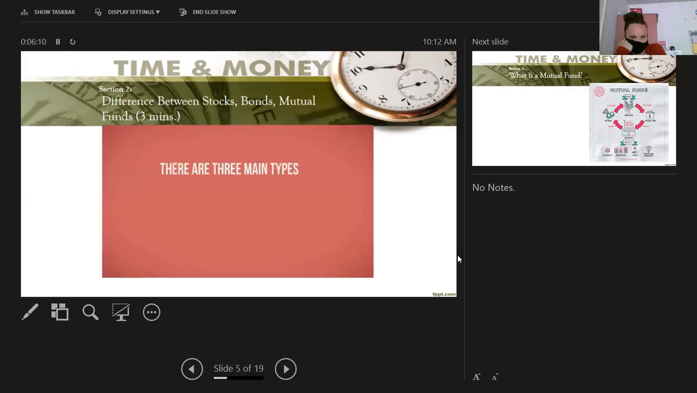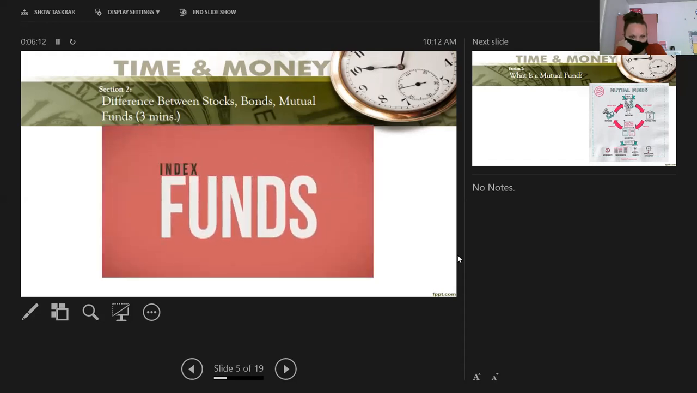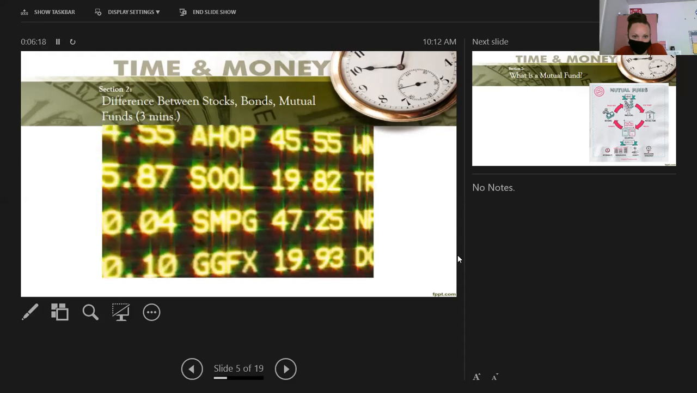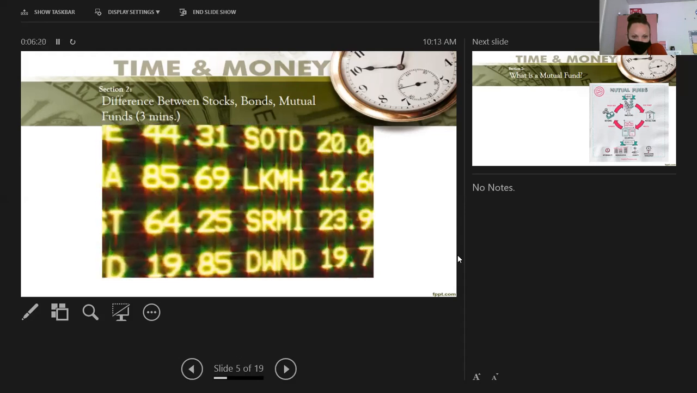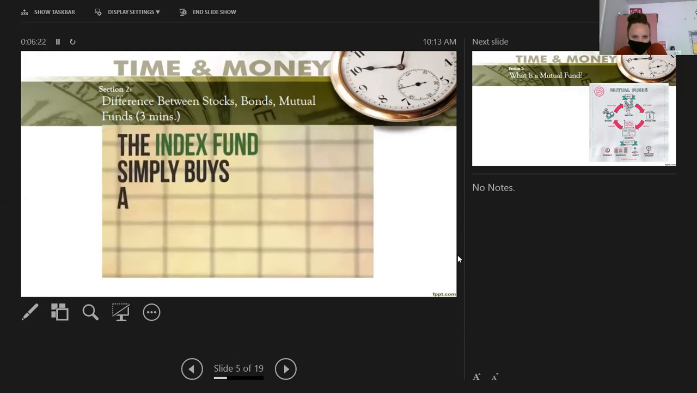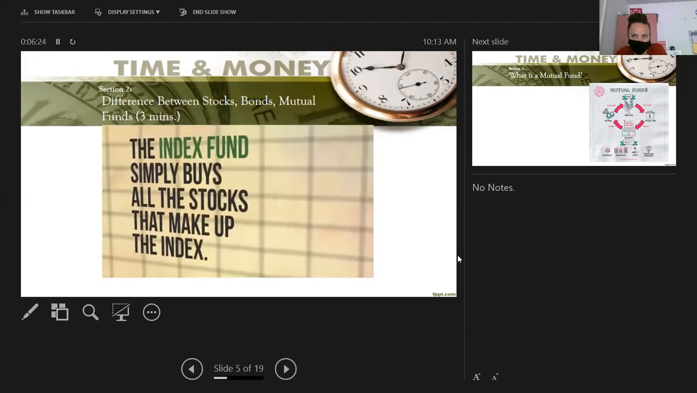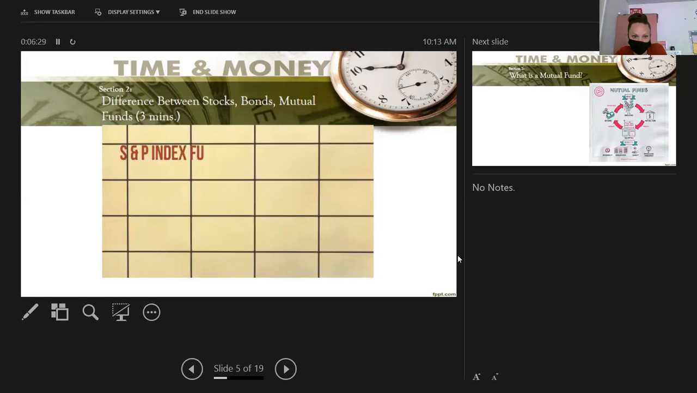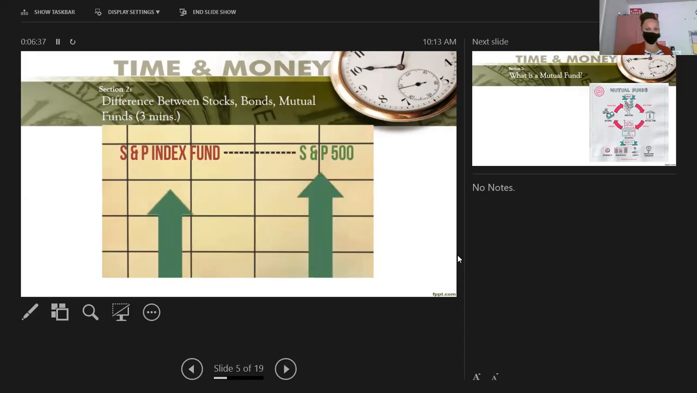There are three main types of funds: index funds, mutual funds, and exchange-traded funds. An index fund tracks an index like the S&P 500. The index fund simply buys all the stocks that make up the index. For example, an S&P 500 index fund will buy all 500 stocks that are in the S&P 500. If the S&P 500 index goes up, the S&P 500 index fund will go up too.